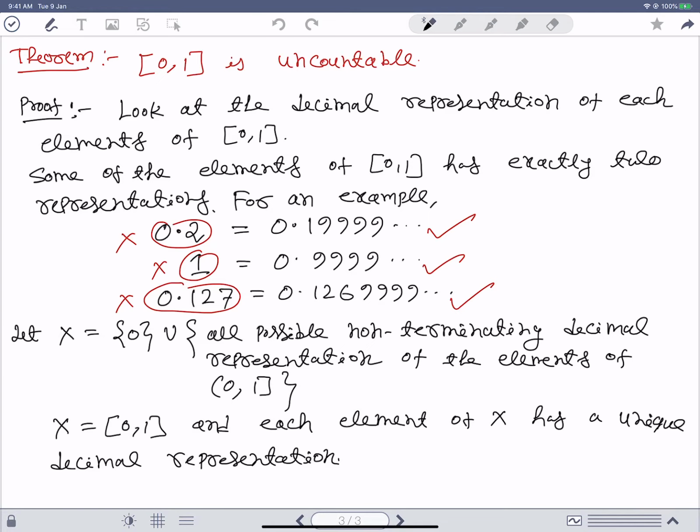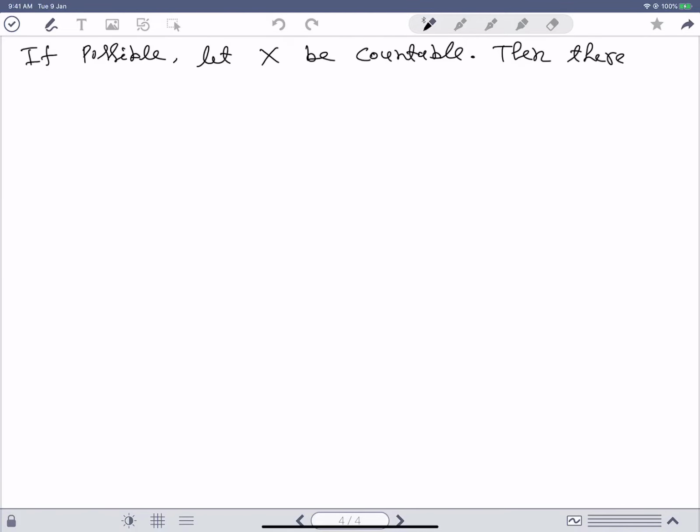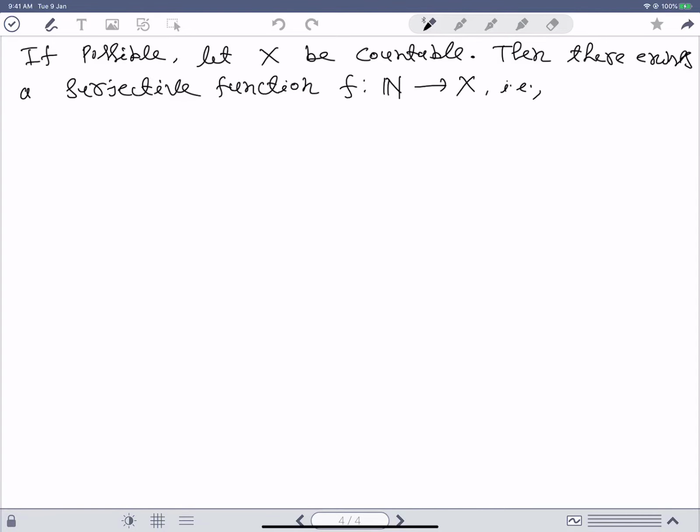Now we assume that if possible X is countable. So if possible, let X be countable. Then there exists a surjective function f from the set of natural numbers to X, right? That is, X can be written as an infinite sequence.